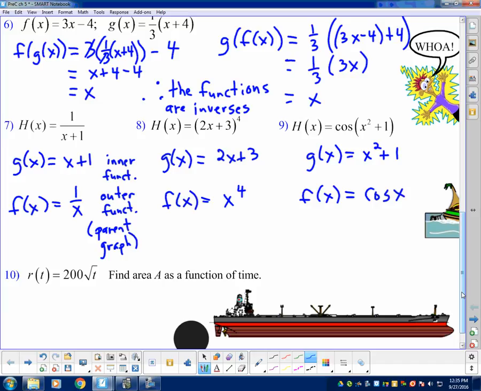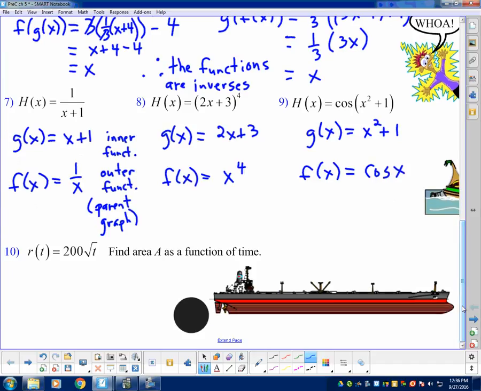All right. It says the spread of oil leaking from a tanker is in the shape of a circle. If the radius r in feet of the spread after t hours is r of t equals 200 square root of t, then find the area of the oil slick as a function of time. So there's my oil slick. It's a circle, which is the outer function. What's the area of a circle? Pi r squared.